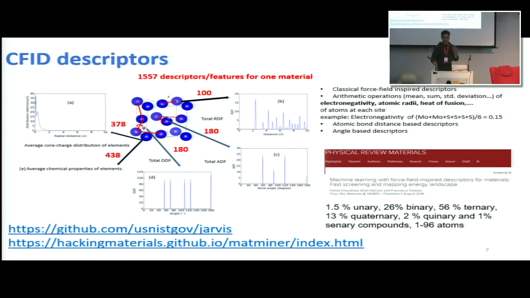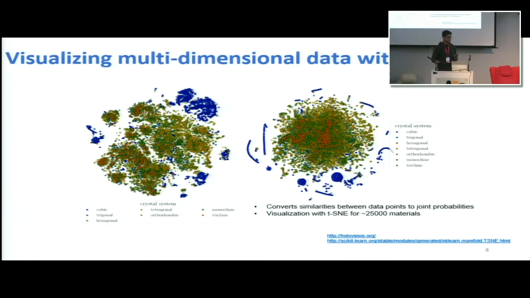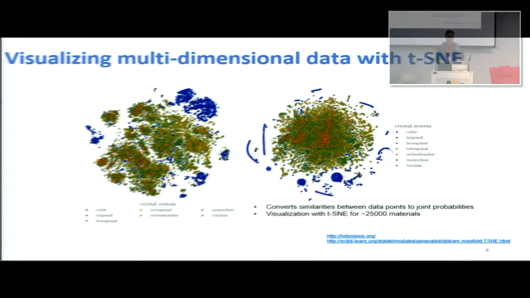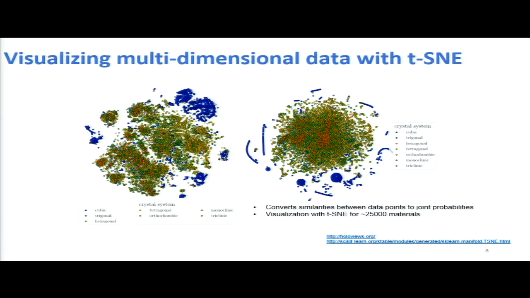So as I said, there are 30,000 materials in the dataset, right? So you can imagine, if we have 30,000 materials and their corresponding 1,557 descriptors, what we are dealing with is a 30,000 by 1,557 matrix as input. It's a huge dimension to visualize. So what we do, we use something called the t-distributed stochastic neighbor embedding method to nonlinearly map this 1,557 by 30,000 into 2 dimensions. And we color code this based on the crystal system.